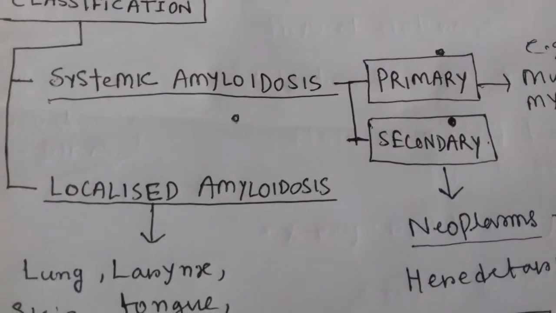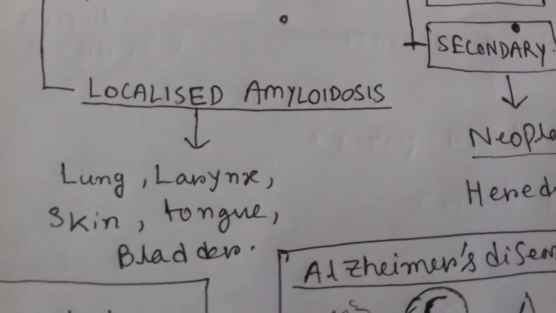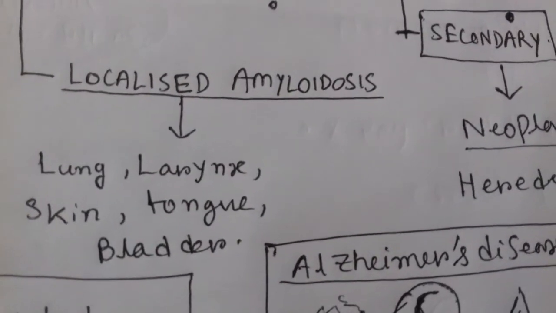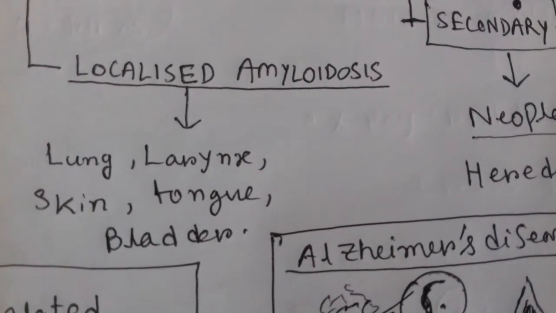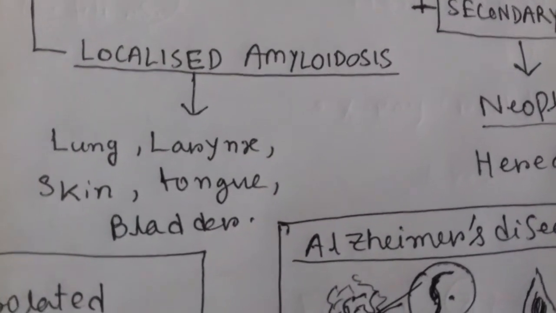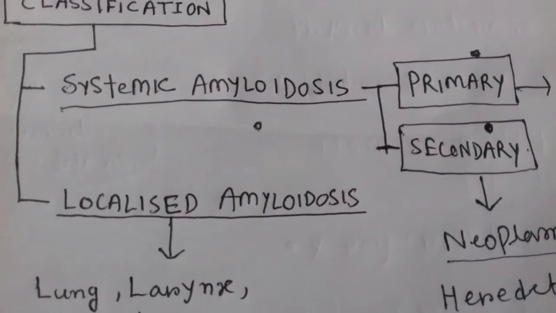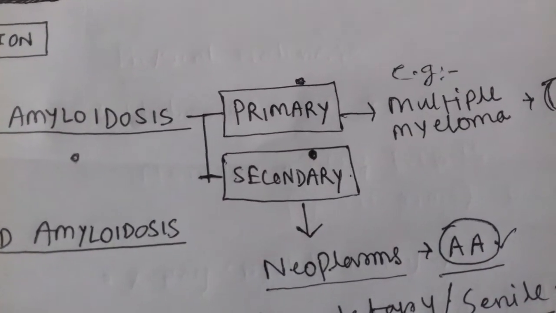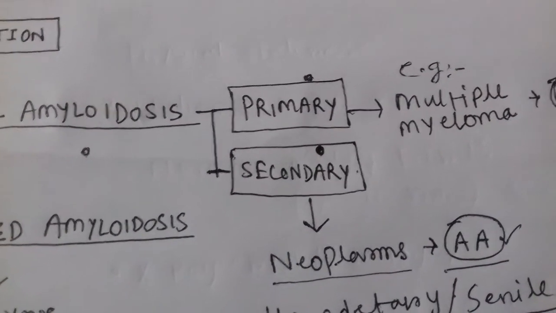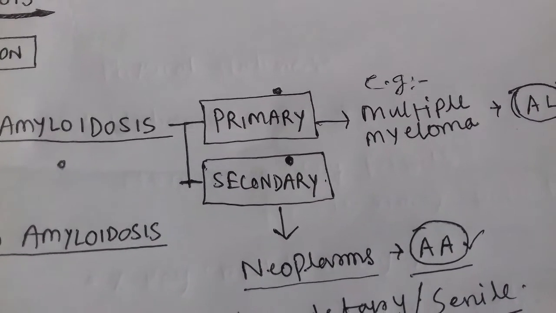In case of localized amyloidosis, these are boundaried, that is, they are confined to a specific organ, like lung, larynx, skin, tongue or urinary bladder. In case of systemic amyloidosis, we can see it is divided into two types. One is primary amyloidosis, another is secondary systemic amyloidosis.